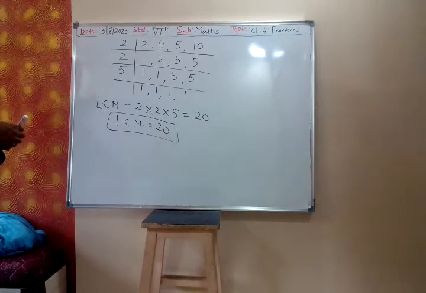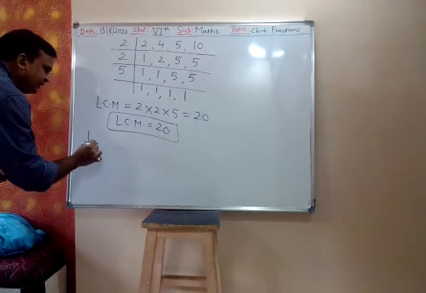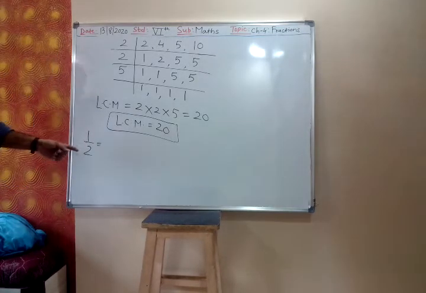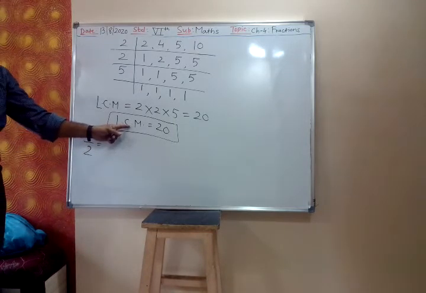Let us take the first fraction. The first fraction is 1 by 2. Now we have to make the denominator of each fraction as 20, because my LCM is 20.